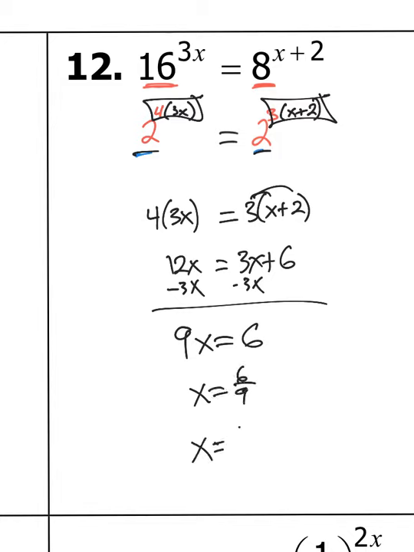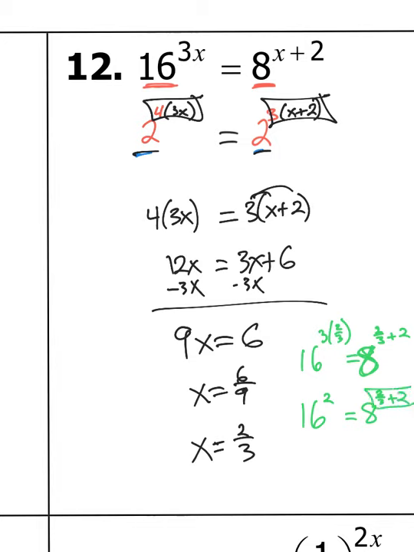Okay, you always want to reduce your fractions. And let's just make sure that this checks out. So 16 raised to the 3 times 2 thirds plus 2 equals 8 raised to the 2 thirds plus 2. That would give me 16. Why did I put an x there? That's an 8. 16 raised to the second equals 8 raised to 2 thirds plus 2.